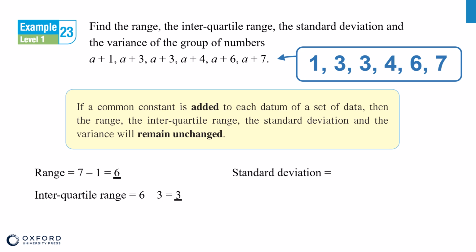To find the standard deviation, this time we may use a calculator to help us, and the answer is 2. Finally, the variance is the square of the standard deviation, so it's 2 squared, that is 4. Do you think this method is simpler and quicker than using the original group of numbers?